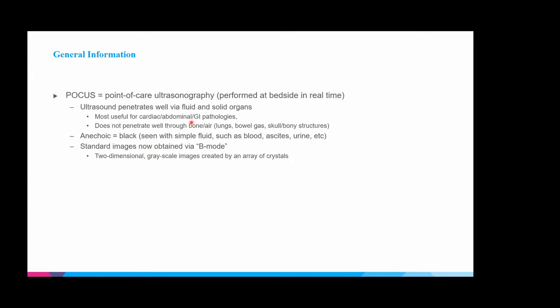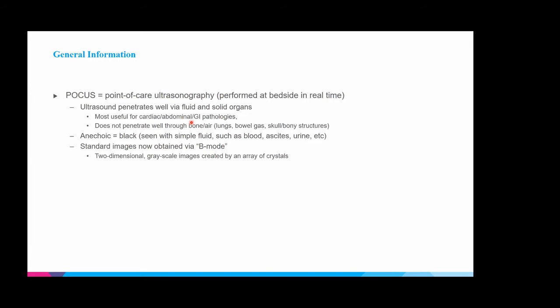As most of you probably already know, we like point of care ultrasound because it can be performed quickly at the bedside in real time, as opposed to waiting for other diagnostic tests. The science behind it is that ultrasound penetrates well, classically, through fluid and solid organs. Historically, we used ultrasound mostly for cardiac, abdominal, and GI pathologies, but as time has gone on, we've found use for it even with lung pathology. That being said, ultrasound does not penetrate well through bone or air or structures filled with air, so we have to keep that in mind.